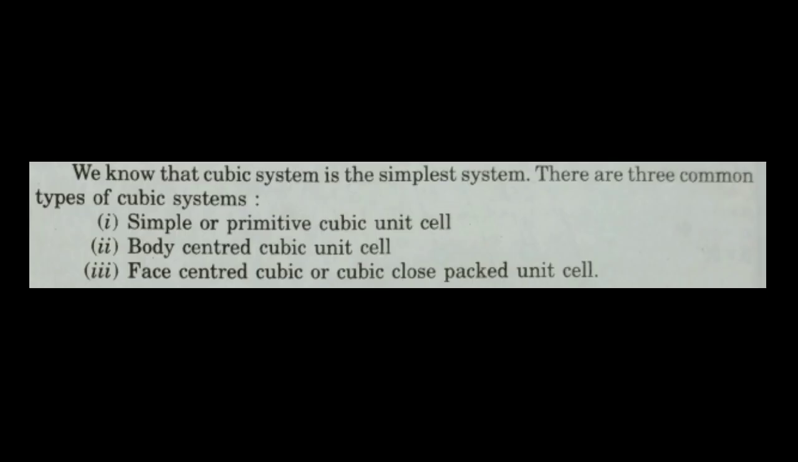Let us now calculate the number of atoms in different types of unit cells. We know that the cubic system is the simplest system. There are 3 common types of cubic systems. They are: number 1, simple or primitive cubic unit cell; number 2, body-centered cubic unit cell; number 3, face-centered cubic or cubic close-packed unit cell.